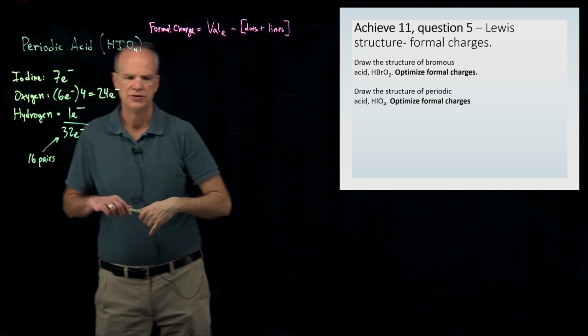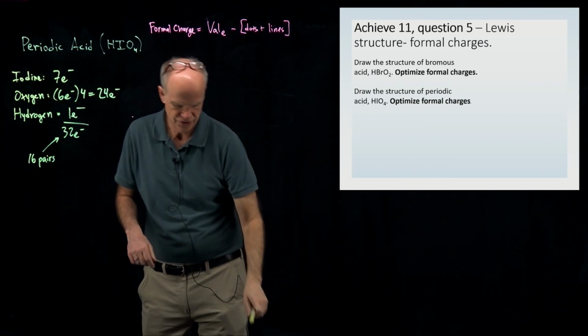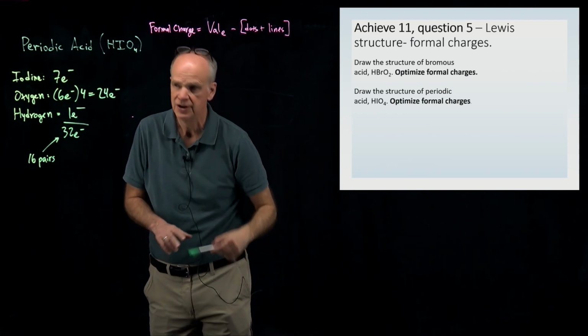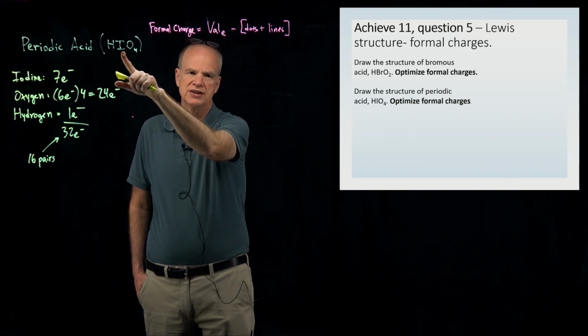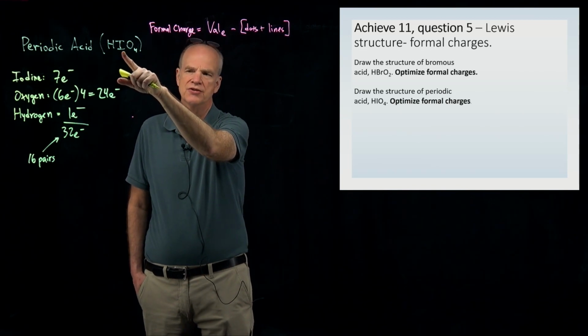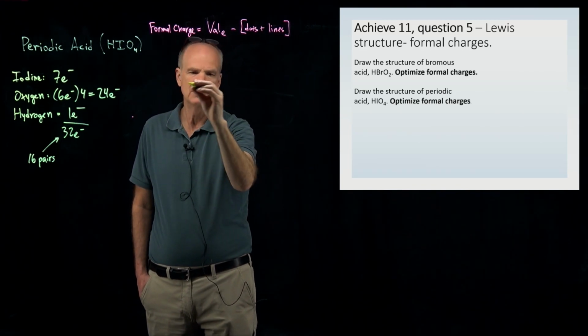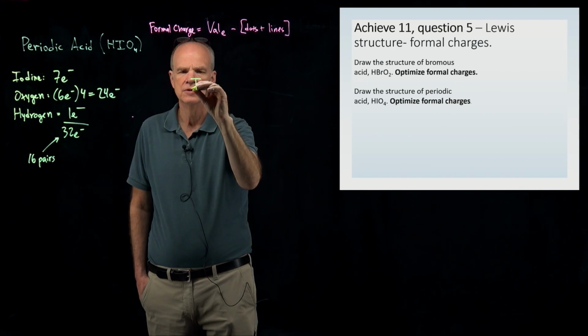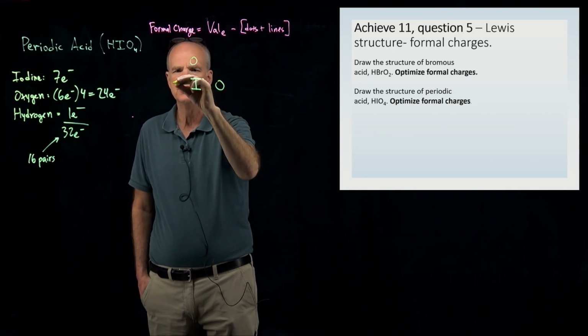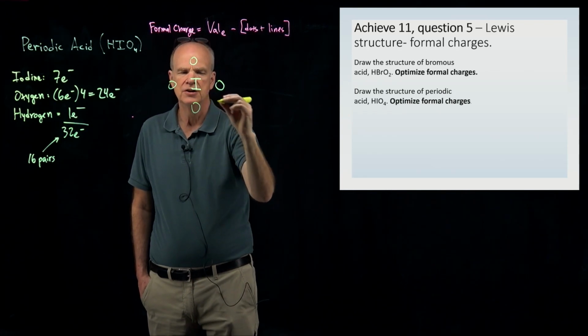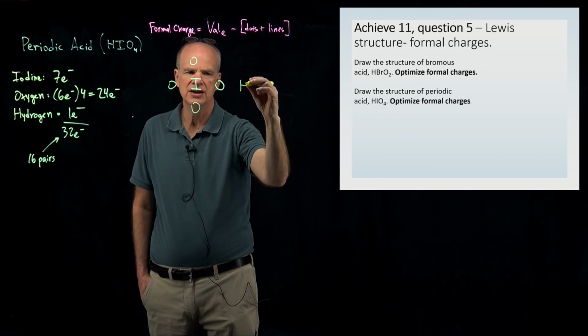Okay, so let's go ahead and draw a structure for this. Between iodine and oxygen, iodine has the lower electronegativity, so we're going to put that in the center of the structure. So we'll have iodine here, and then I'm going to put oxygens on the outside like this, and hydrogen on one side like that.